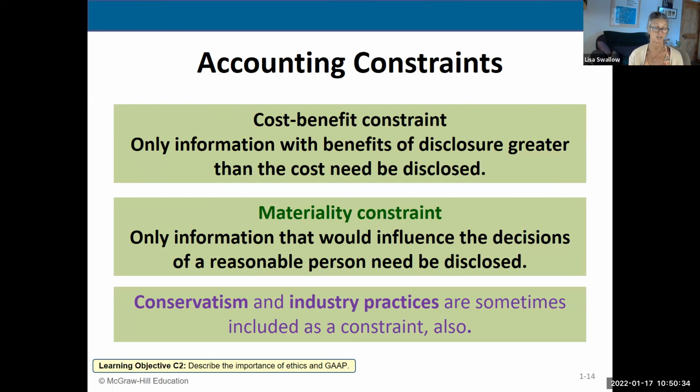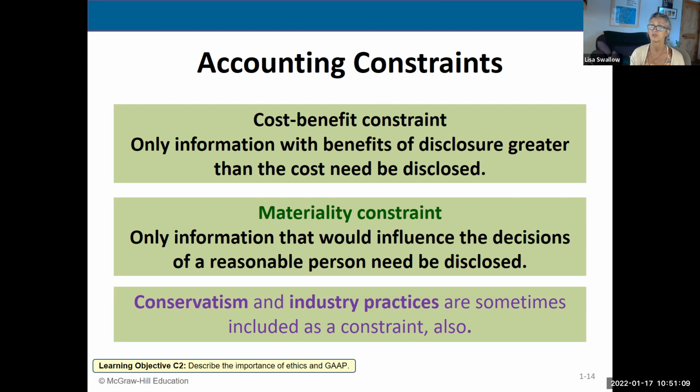Constraints in accounting, this is also part of GAAP. We only spend time and effort getting together information that's going to benefit the reader. So if it costs me a whole afternoon of time and it gives me a piece of information that doesn't matter at all, I have not complied with the cost benefit constraint. Likewise, materiality, we're really only interested in information that's big enough to make a difference. And that depends on the size of the business. In a little business, something worth $20 might be material.